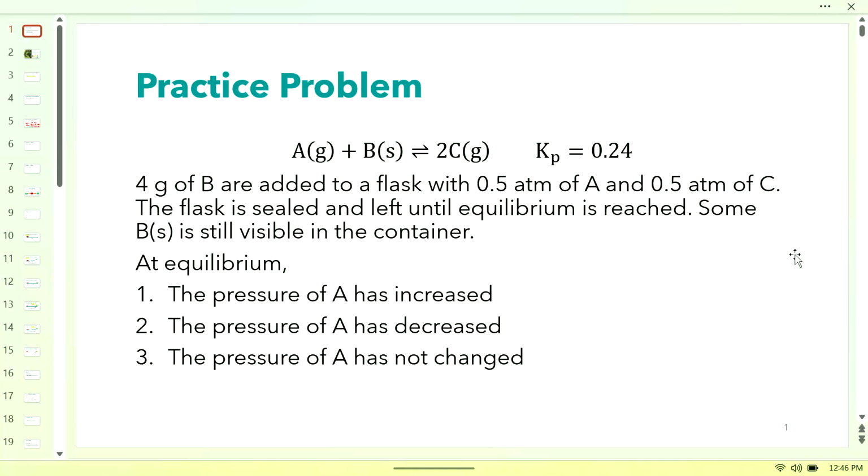I'm wondering, as this system approaches equilibrium, to get there, will I make A? So will the pressure increase? Will the pressure decrease? Am I going to lose some A to get there? Or am I already at equilibrium and I don't need to change the pressure of A? So take a second, work with the people around you, come up with an approach. And in a minute or two, I will ask you if you got 1, 2, or 3.